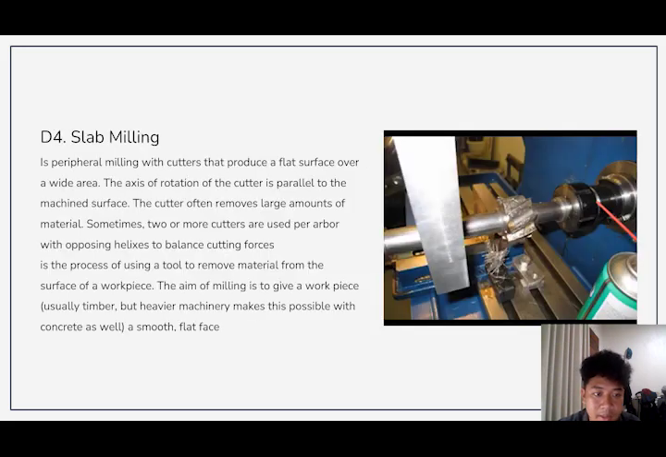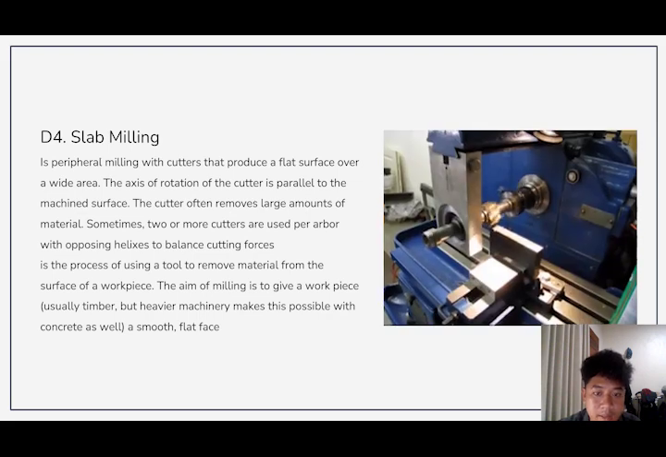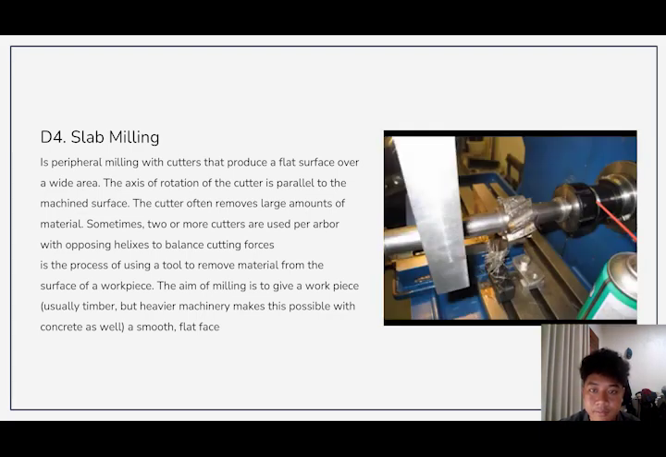Next one is slab milling. It's peripheral milling with a cutter that produces a flat surface over a wide area, with an axis of rotation parallel to the machined surface. The cutter often removes a large amount of material. Sometimes two or more cutters are used per arbor with opposing helix to balance cutting force. It is the process of using a tool to remove material from the surface of the workpiece. The aim of milling is to give a workpiece a smooth and flat face.